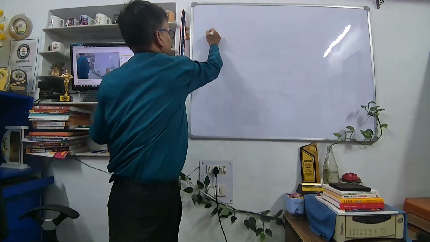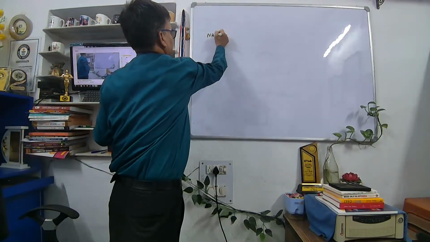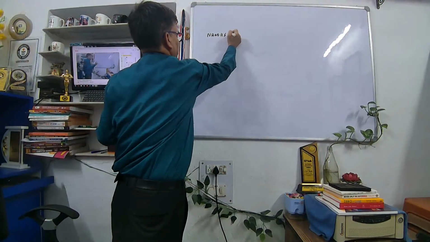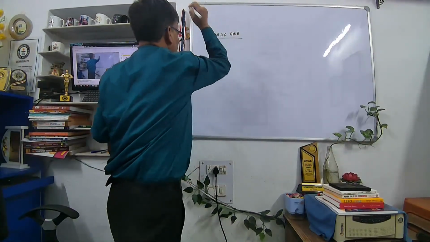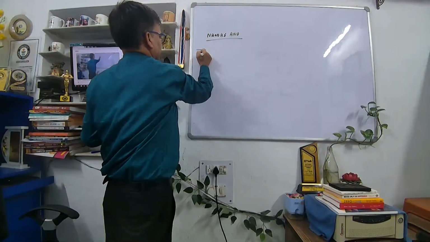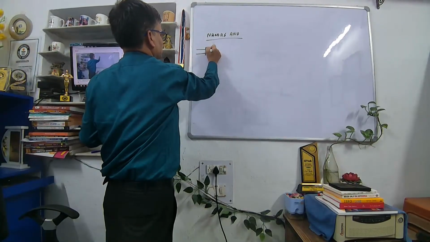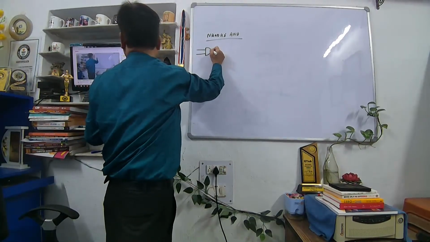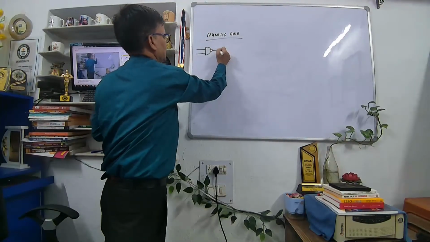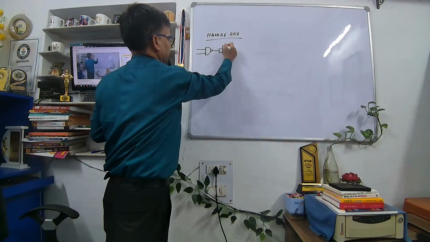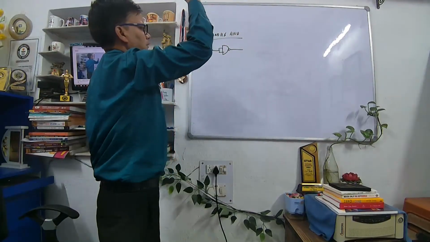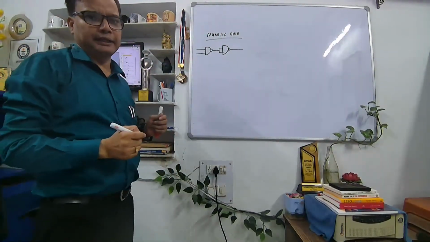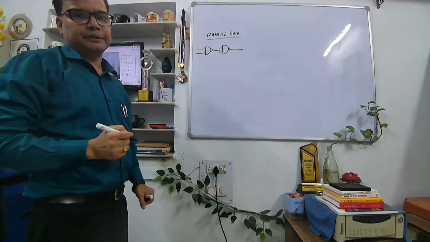So NAND as AND, right? NAND as AND means using NAND gate, how will we get the output of AND gate? Now, this is the NAND gate. I divide the output into two parts, pass it through another NAND gate. The final output which will come, that will be the output of AND gate. So this is NAND as AND.